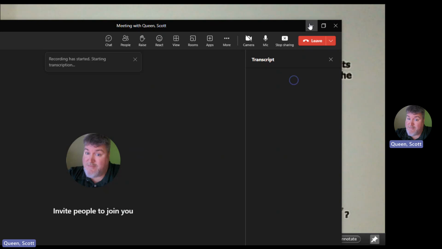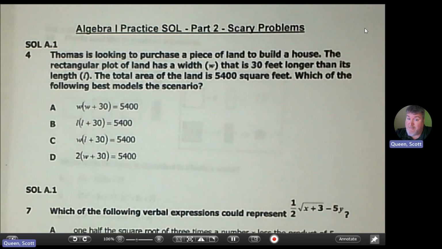Okay, so this is our part 2 for the Algebra I Practice SOL. This is the scary problems. There's exactly 15 of them. I may end up skipping 1 or 2 because they are just too silly. That said, we're going to be moving kind of fast. Be prepared to put stuff in Desmos. It should be very obvious. I'll be highlighting some things and writing some things, so make sure you follow along.